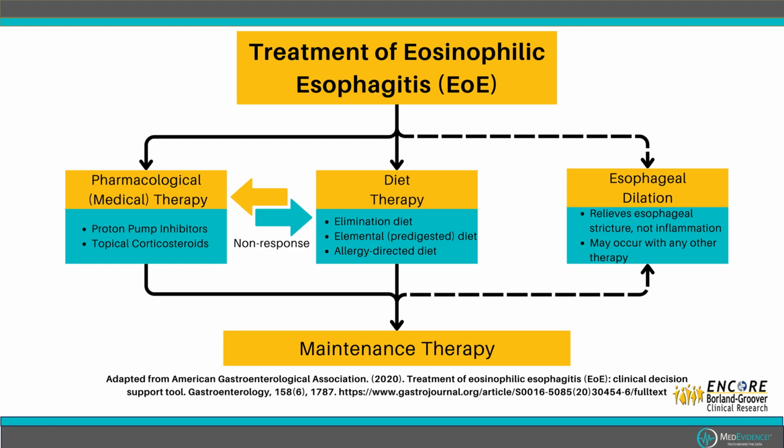Very strict would be the elemental diet, which we typically don't really do in adults, but often is used in kids. And then sometimes an allergy-directed diet, and that's why we work with our immunologist, allergist. And then lastly, the dilatation, if we need to, if we see a stricture when we do the upper scope. And then we revisit and look at maintenance therapy. Sometimes with patients with EOE, we have to do endoscopies multiple times, sometimes multiple times through the year, to check if their esophagus is responding correctly or if they need a repeat dilation.